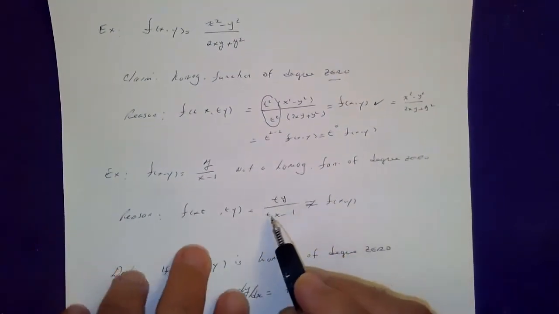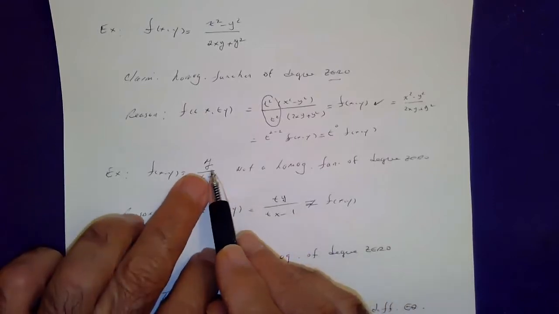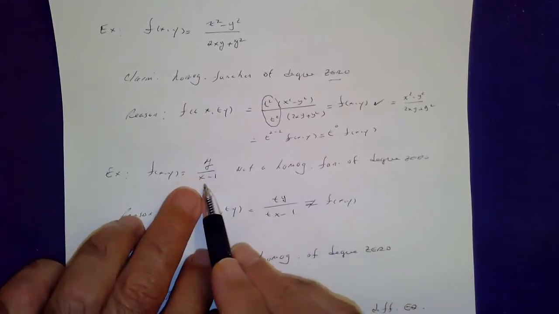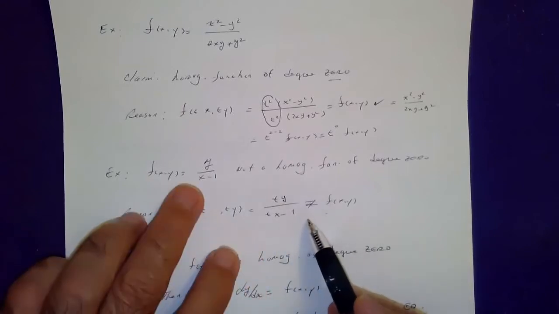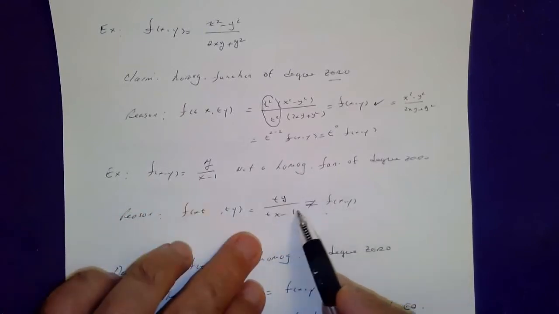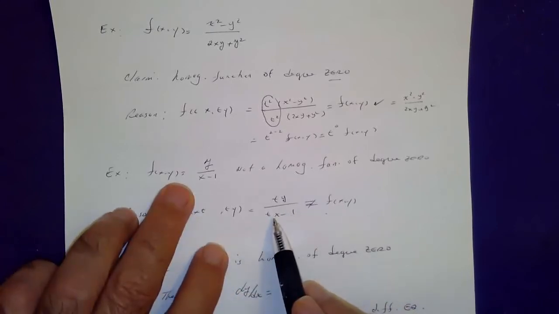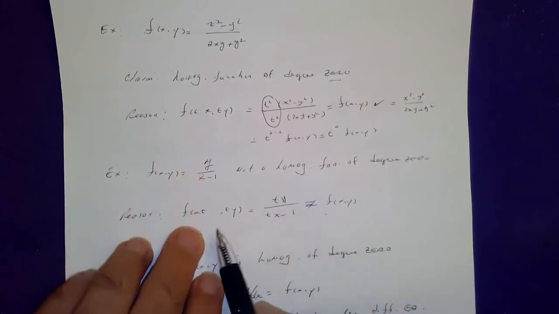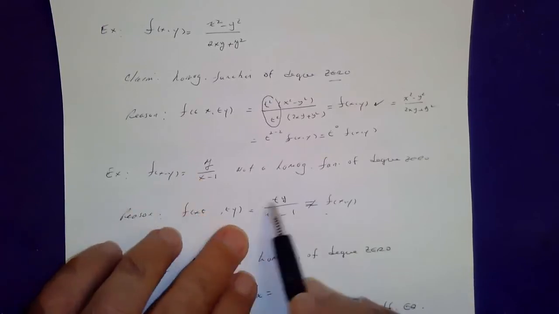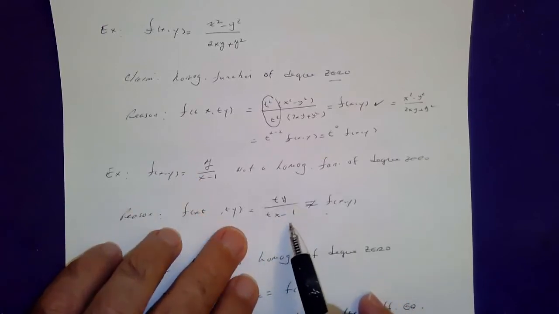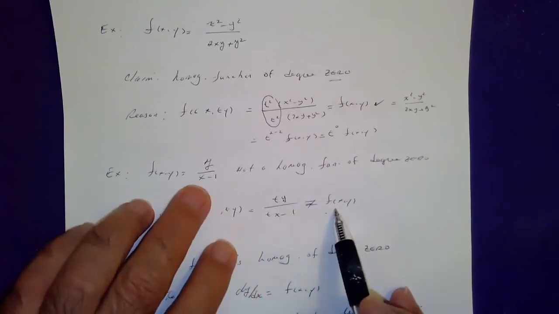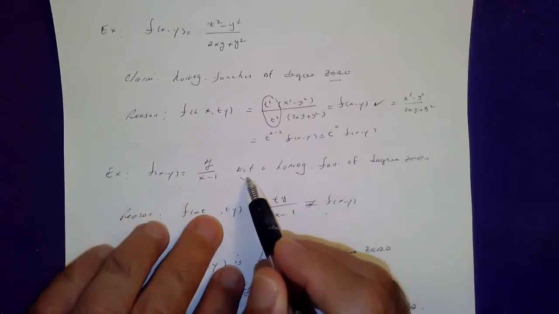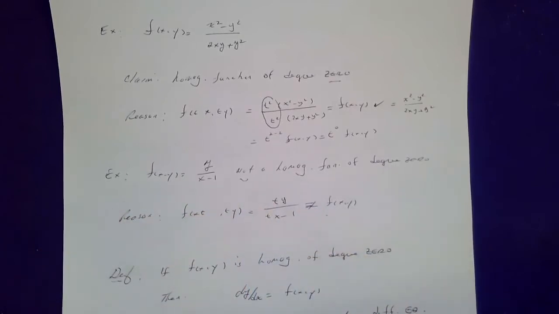Not all functions are homogeneous. For instance, if you replace this y with ty and this x with tx, it is not going to be equal to f(x, y) regardless of what we do. So this is not a homogeneous function of degree 0, because when we replace the x's with tx and y's with ty and simplify the fraction, which you cannot simplify, it doesn't equal the original function. So this is not a homogeneous function.